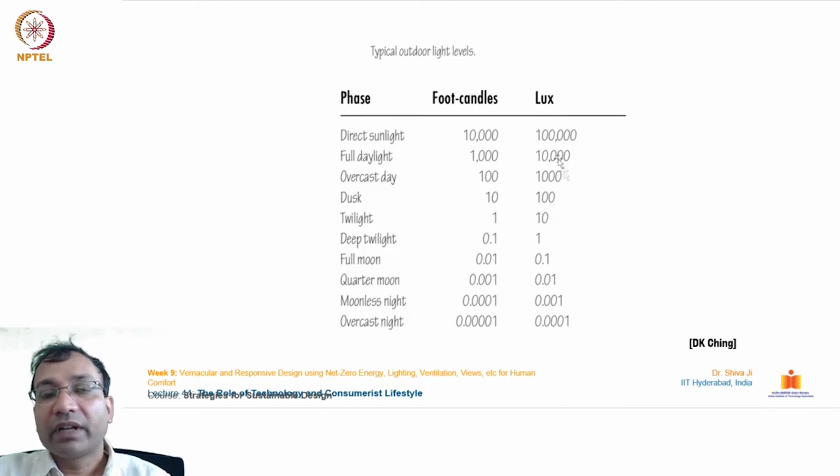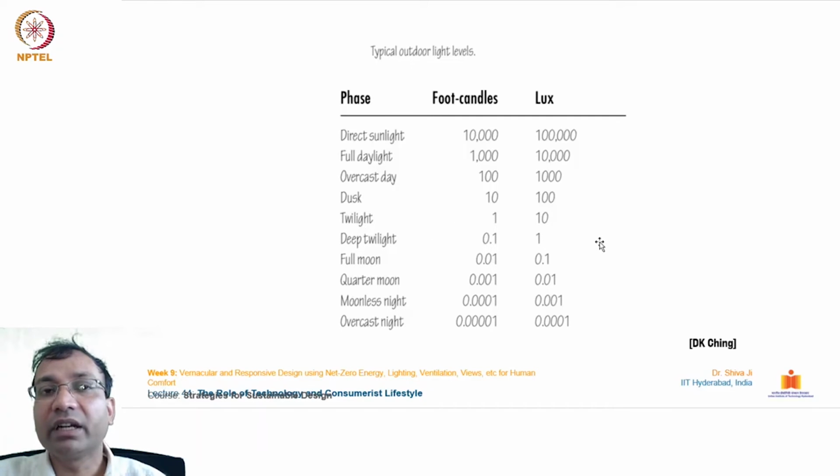Further, typical outdoor light levels based on the source. These are the sources of light. For example, the direct sunlight, the sun, gives up to 1 lakh lux. A full daylight, we receive approximately 10,000 lux. An overcast day has approximately 1,000 lux. At the time of dusk, it offers 100 lux. At the twilight we get 10.